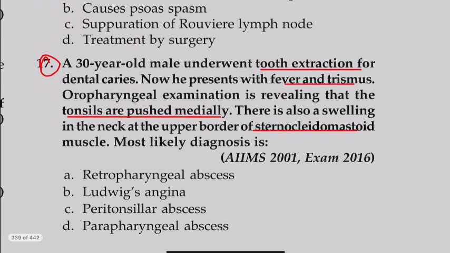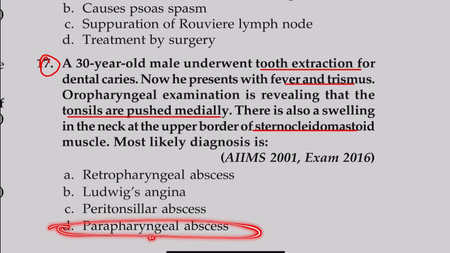A 30-year-old male underwent tooth extraction for dental caries. Now he presents with fever and trismus. Oropharyngeal examination reveals that the tonsil is pushed medially. There is swelling in the neck at the upper border of the sternocleidomastoid muscle. What is the most likely diagnosis? Parapharyngeal abscess, right?